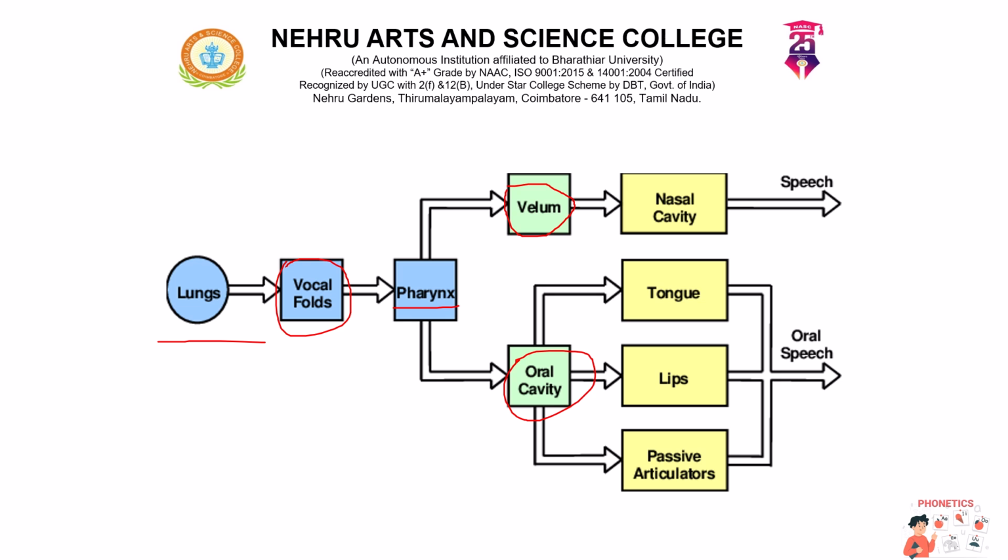So again it is a two-part route. One is from the velum, where air is passed through the nasal cavity, and then we have the nasal speech sound. The other route is the oral cavity, that is the tongue, the lips, and the passive articulator, which give us the oral speech. So this is the way speech sounds and oral sounds are produced. It starts with the lungs, vocal cords, pharynx. From there it goes to the velum, the nasal cavity, and the speech. The second part is the oral part: the tongue, lips, and passive articulator. Three organs are involved in oral speech.